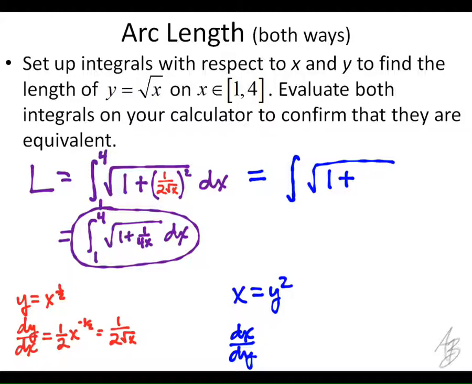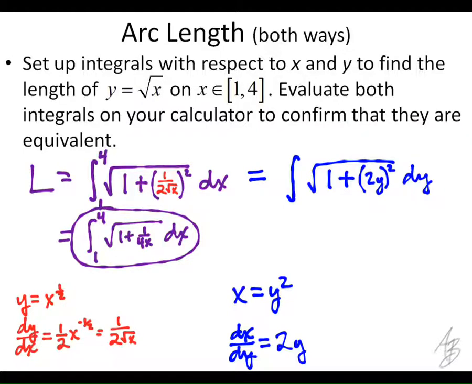So then if we differentiate, take the derivative with respect to y, we get dx dy on the left side is equal to 2y. So then in our formula here, we're going to put the 2y and square it, and we're integrating with respect to y. The only other thing I need then is what my limits are going to be along the y-axis.